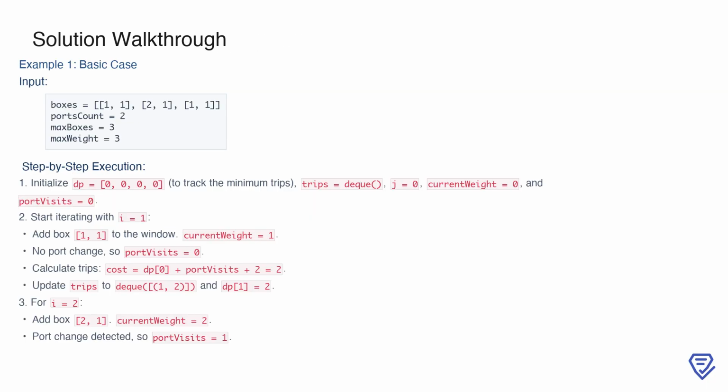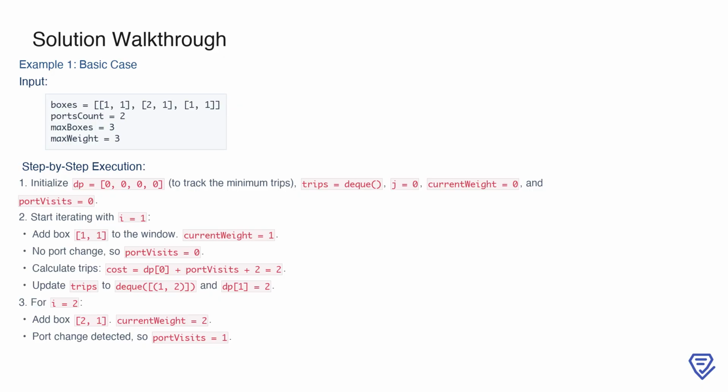To begin solving this problem, we initialize an array DP where each index represents the minimum trips required to deliver boxes up to that point. Initially, DP equals 0, 0, 0, 0, since no trips have been made yet. We also set up a deque trips to store the cost of trips dynamically, a pointer j to manage the sliding window, and variables current weight and port visits to track the window's weight and the number of unique port visits. Starting with i equals 1, we add the first box, 1, 1, to the window.